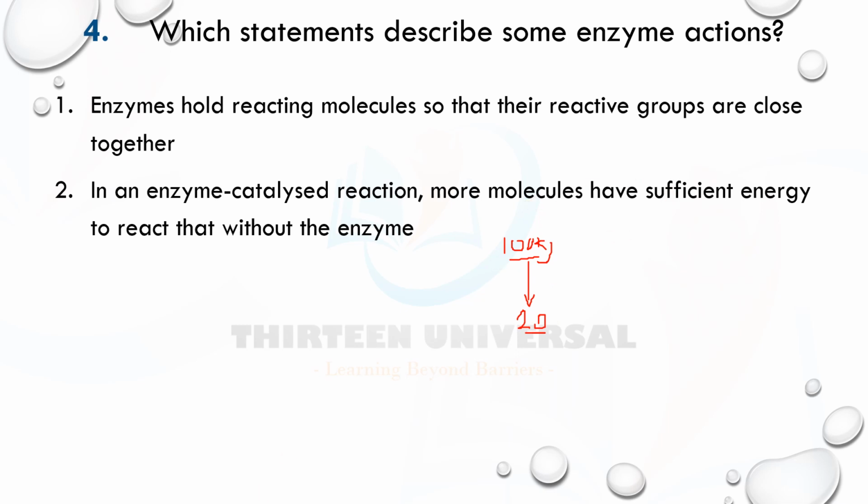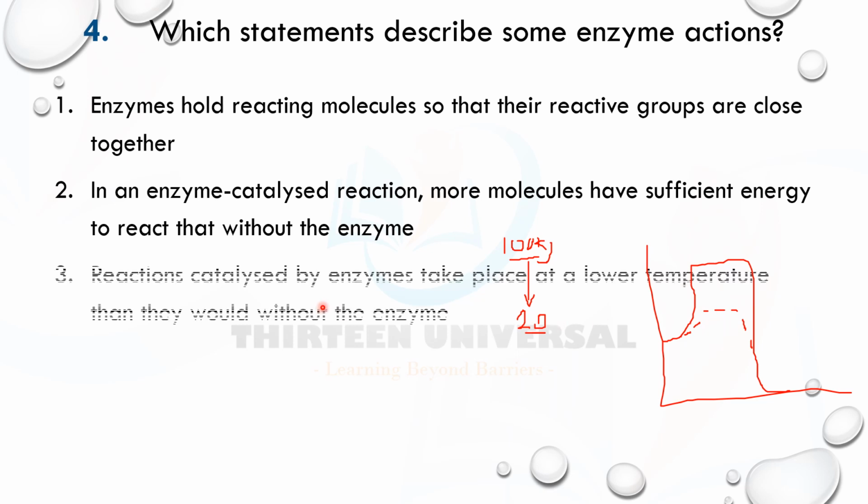Remember the diagram, the energy pathway? Sorry for taking time to do this. So without the enzyme, you can see this is without it. Now with it, you can see the dotted line lowers it. The dotted line is with enzyme, so it lowers the activation energy. Without it, the activation energy is from here to here, but with enzyme, it's just from here to here. So 1 is correct, 2 is correct.